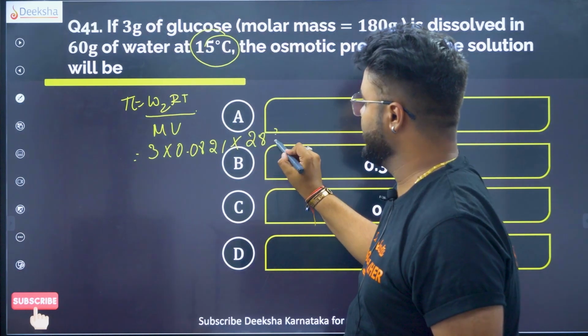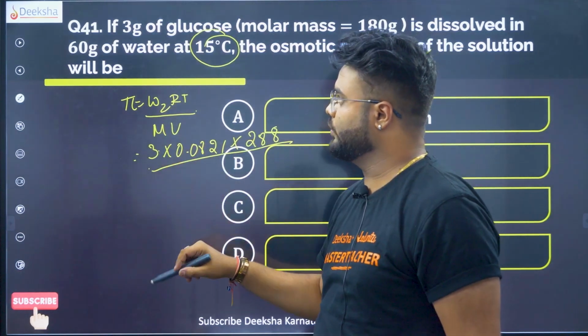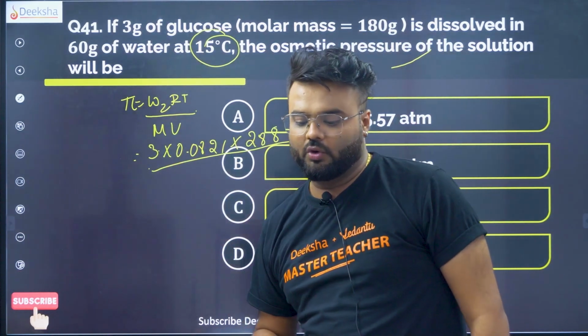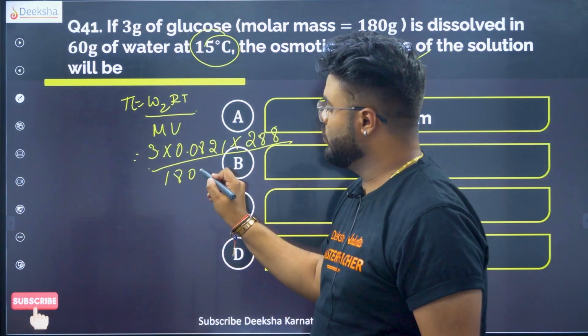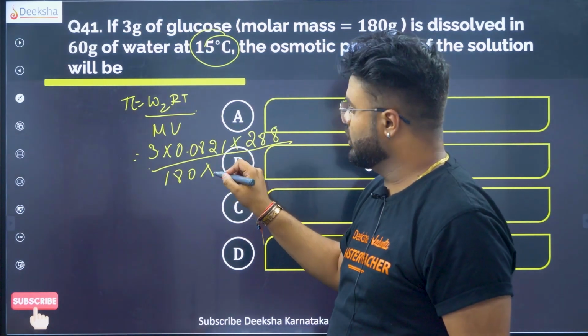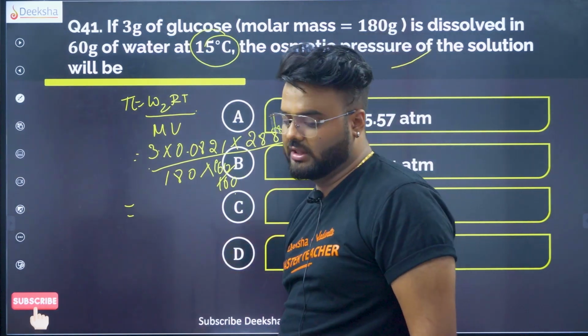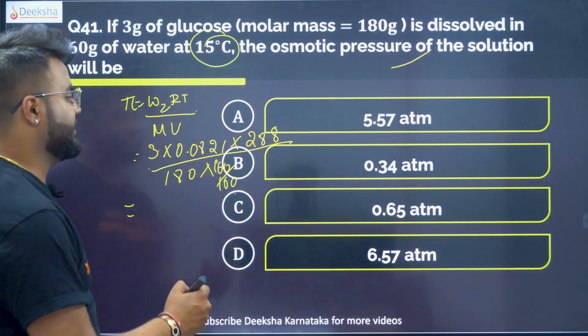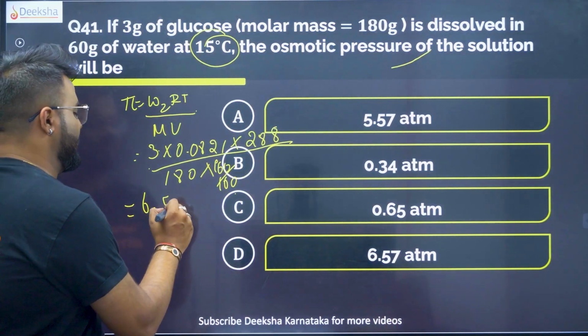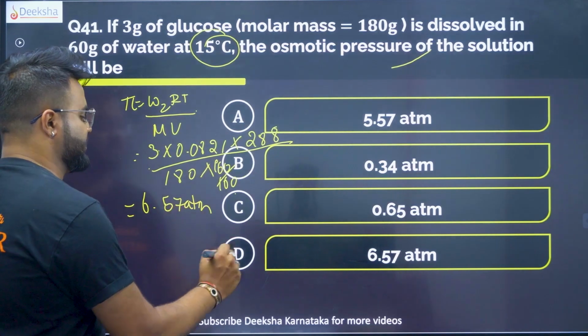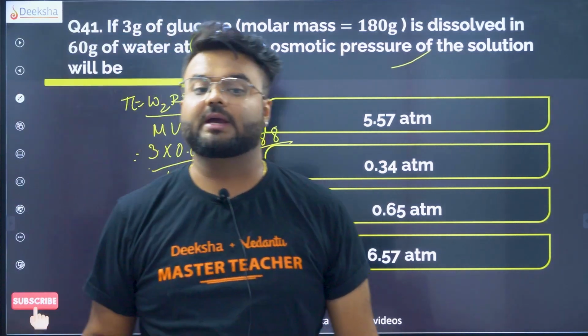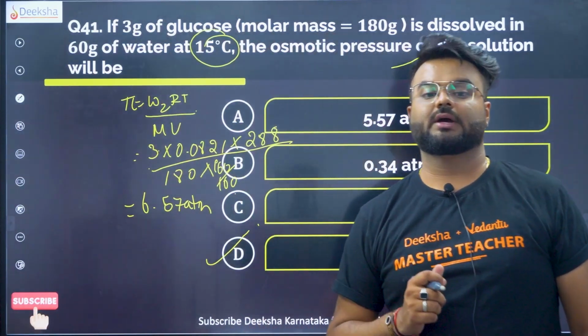So you will write it as 288 divided by m into V. That is m what they have given. What they have given, that is molecular mass is 180 into V. Volume will be 60 divided by 100. Clear? When you solve this, you will get the pressure as 6.57 atm. That is nothing but your option D will be your correct answer. Option D will be your correct answer.